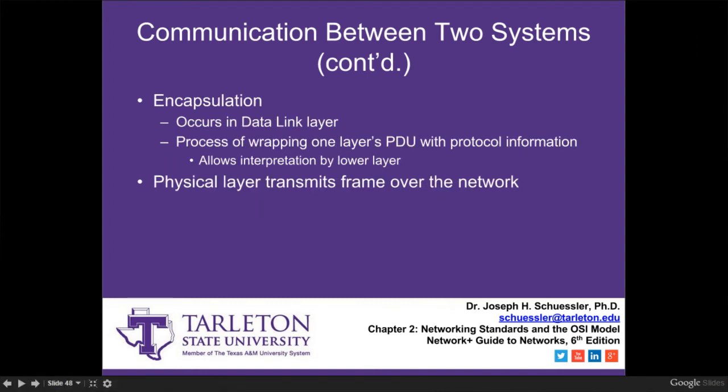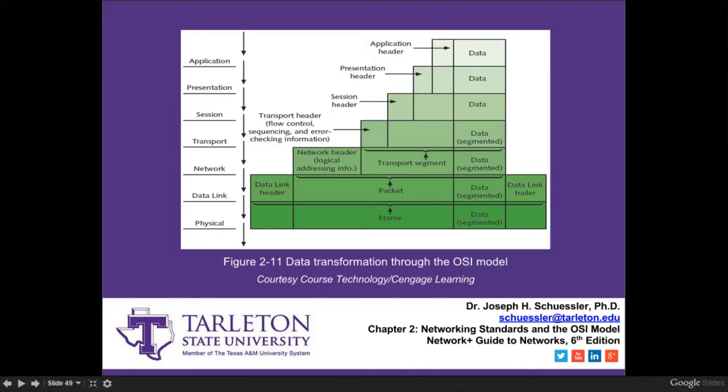So what happens is we have this process that's referred to as encapsulation. That's where we take the layer that's above it and we encapsulate it into a frame or some sort of data unit below. And we add some additional information to that, whether it be IP information, transport information, or whatever. And we'll see that here in just a second. So encapsulation occurs in the data link layer. It's the process of wrapping one layer's PDU with protocol information, which allows interpretation by the lower layer. The physical layer transmits the frame over the network. So the process of encapsulation looks something like this.